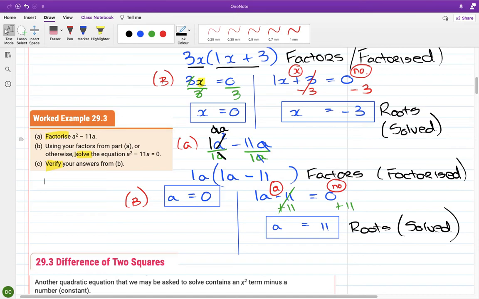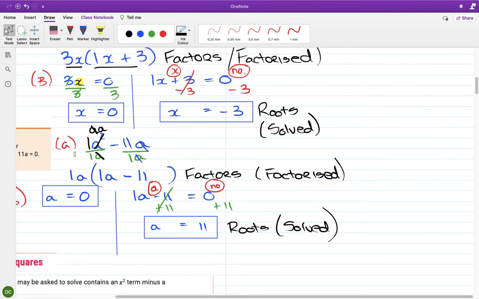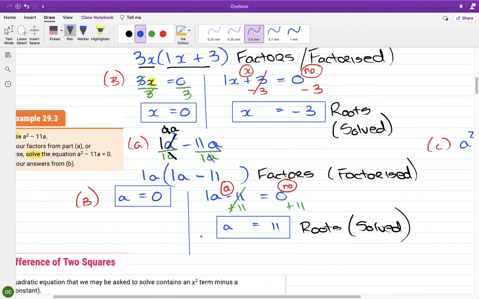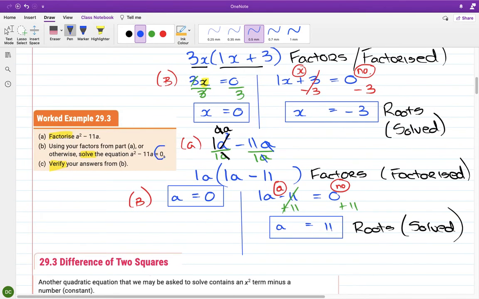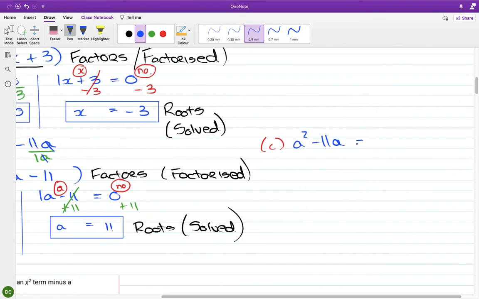Now we did verification. Sorry, I'll show you later. We did verification recently. Do you remember when we were doing surds? So verification is just proving that your answers are right. So a squared minus 11a. So for part C, a squared minus 11a. And the first answer, so it's supposed to be equal to 0. Okay, that's the equation we solved.